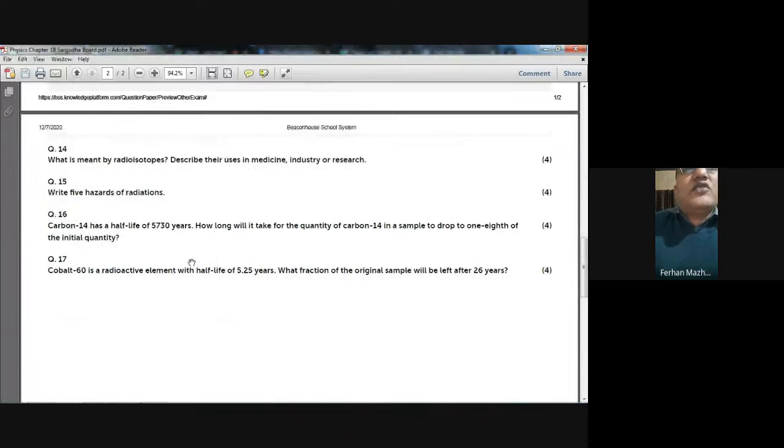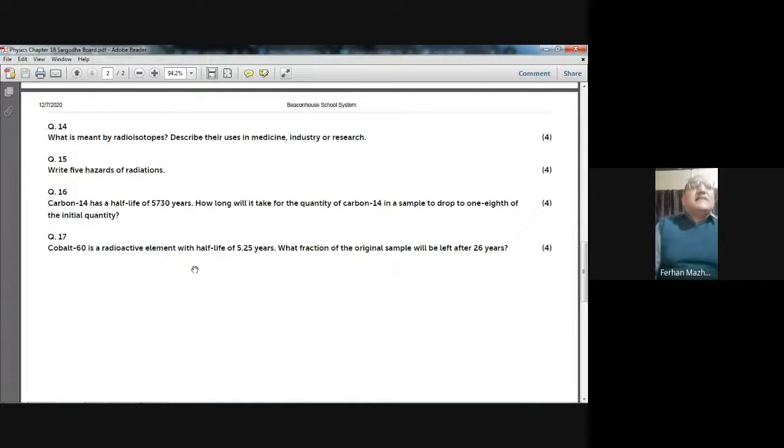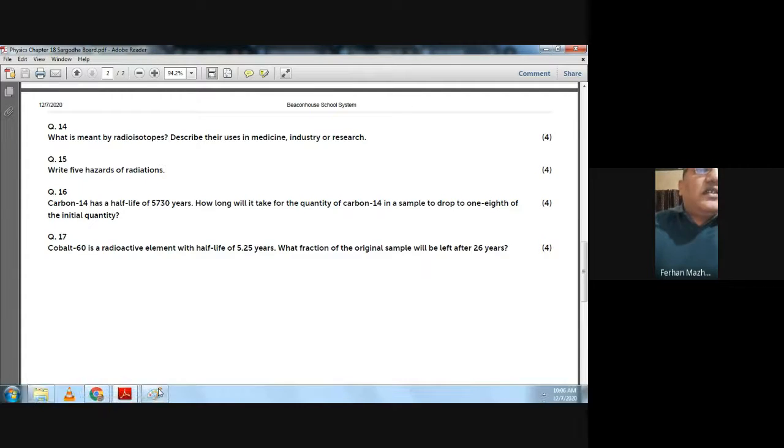The next question on your screen, question number 16. Carbon 14 has a half-life of 5,730 years. How long will it take for the quantity of carbon 14 in a sample to drop to 1/8 of the initial quantity? 1/8. Okay, let me show you.